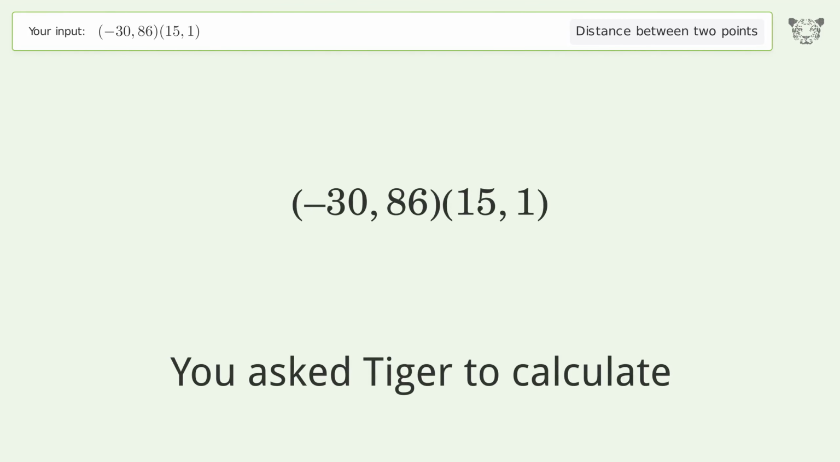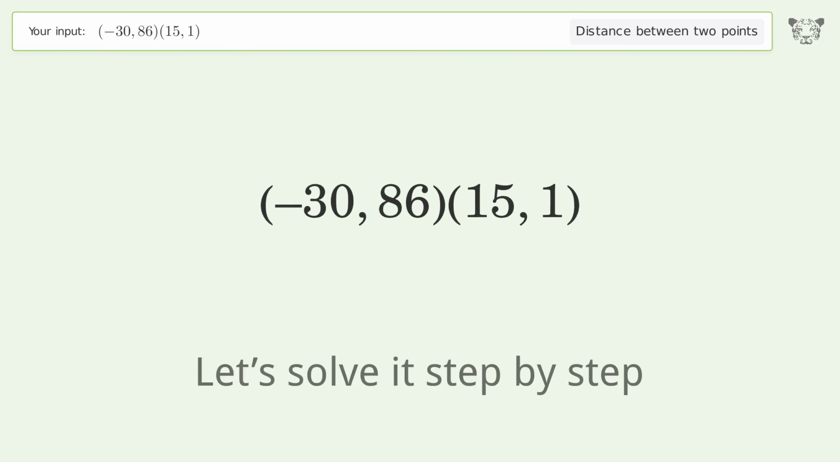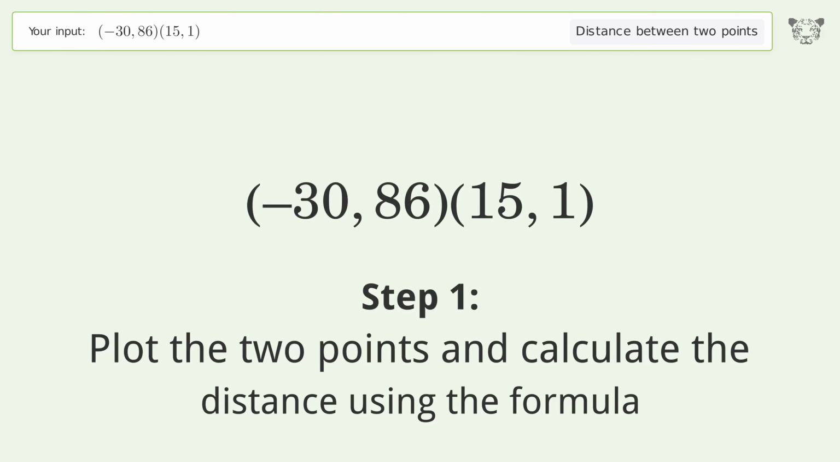You ask Tiger to calculate. This deals with the distance between 2 points. The distance between the 2 points is the square root of 9,250, or 96.177. Let's solve it step by step. Plot the 2 points and calculate the distance using the formula.